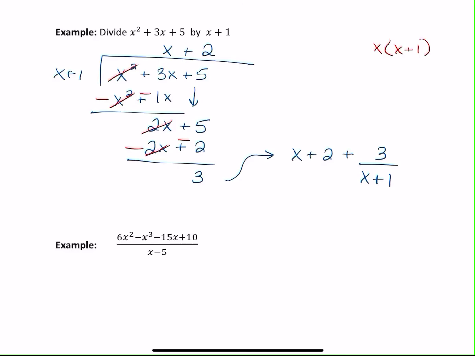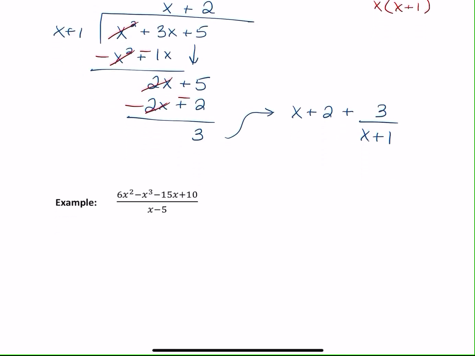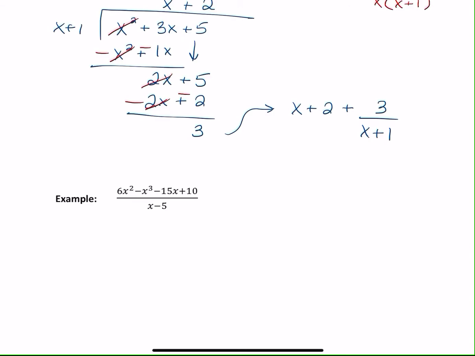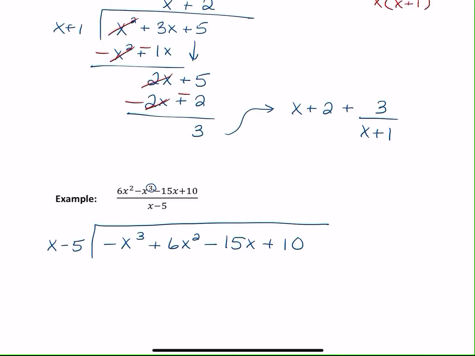This next one is a little more challenging. First of all, because it's not in order, so I need to put it in order. My highest degree is the cubed, so I've got a negative x cubed plus a 6x squared because it's positive, minus 15x plus 10. So that's in descending order. There's no missing terms. And then I'm going to divide by x minus 5.